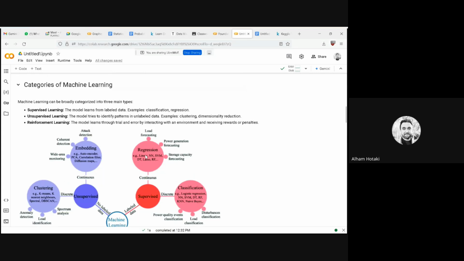You have categories of machine learning, categorized in different aspects and types, but we will mainly focus on supervised learning, unsupervised learning, and reinforcement learning. These are the three very common categories which are heard by everyone. And what is supervised learning? Supervised learning is a model that you have developed. It learns from labeled data. Examples: classification, regression.